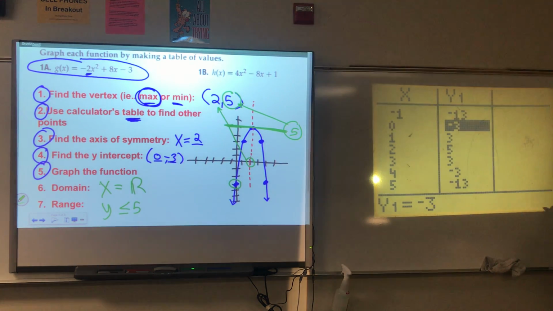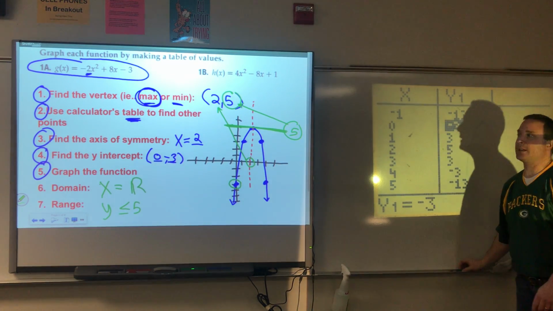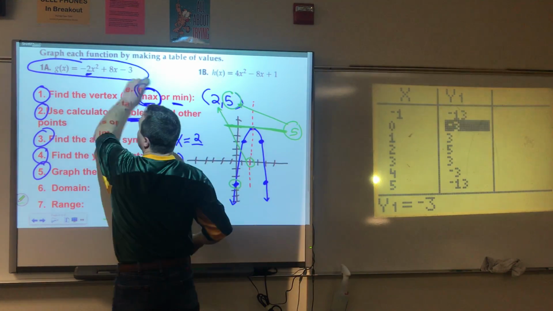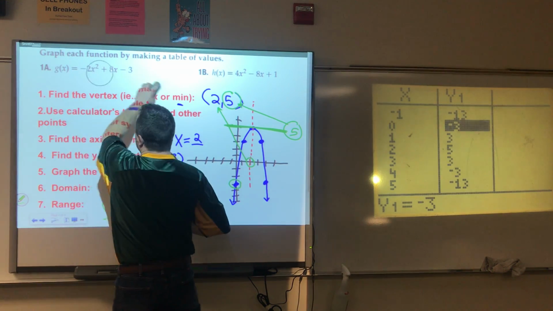And there we have it. There's the graph of our parabola. We labeled all the important parts, described its domain and range, and there we go. All right, let's see if we can try another one here. Let's try this one on the right. One more time here.